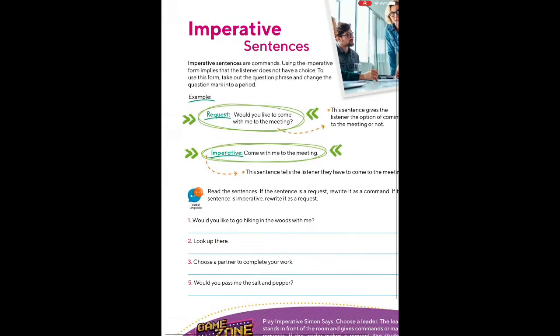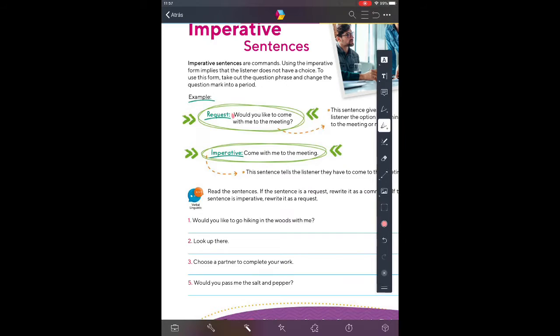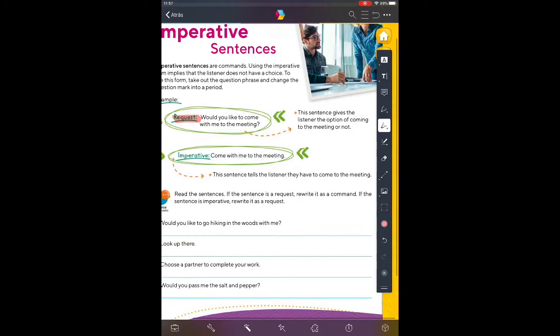So we have the example here. It says the request is, would you like to come with me to the meeting? And it says this sentence gives the listener the option of coming to the meeting or not, because you're asking, would you like to come with me to the meeting? And if the person wants, he would say yes, and if the person doesn't want to, he would say no. Okay? Then the imperative form is come with me to the meeting. I'm just kidding, okay? But it has to be like that.